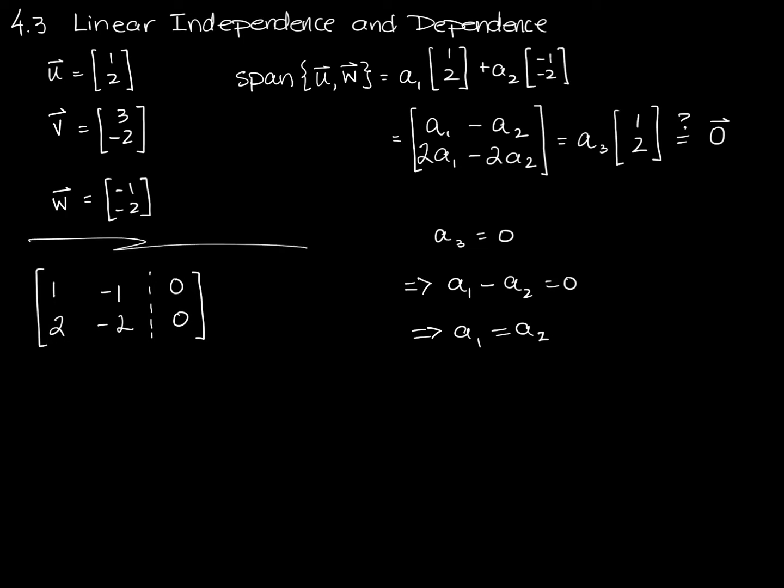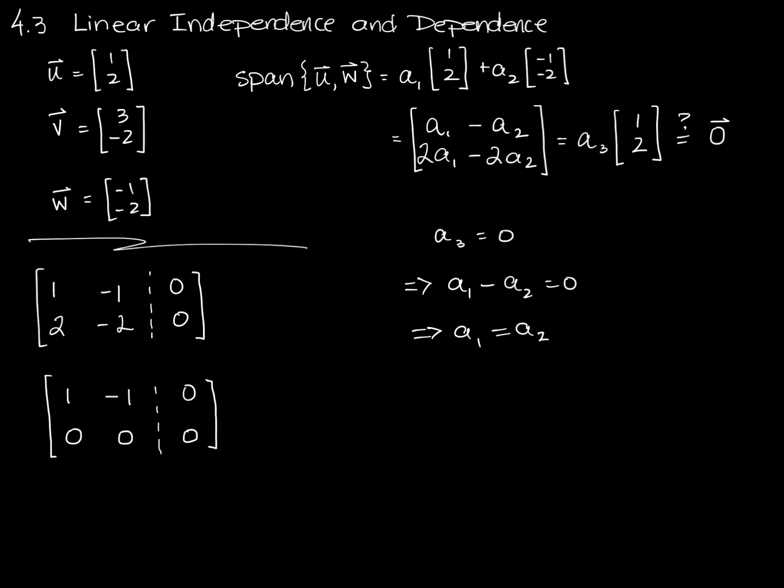Okay, the first pivot is already a 1, so I'm going to multiply row 1 by -2 and add it to row 2. -2 times 1 is -2. -2 plus 2 is 0. -2 times -1 is +2. +2 plus -2 is 0. 0 times anything plus 0 is also 0.